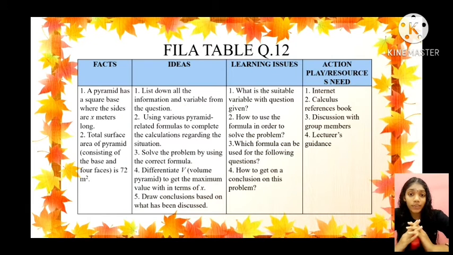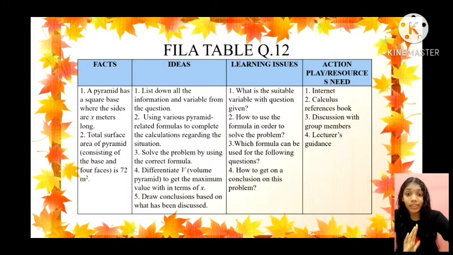So the facts that we have gathered from this question is that the pyramid has a square base where the sides are x meters long. And the second fact is that the total surface area for the pyramid, which consists of the base and the four faces of triangle, is 72 meters square.